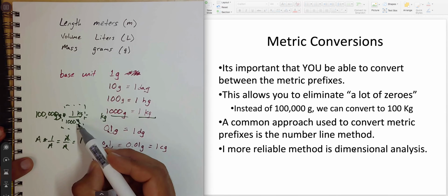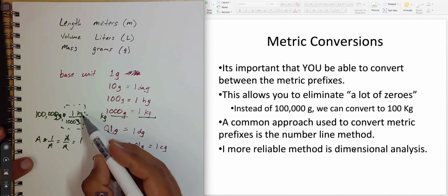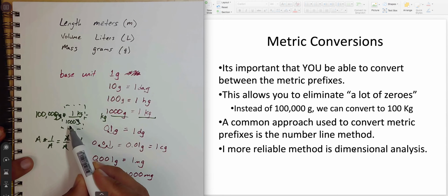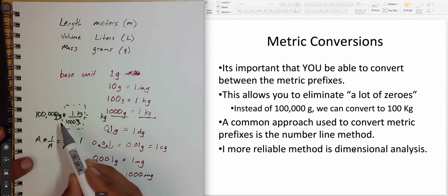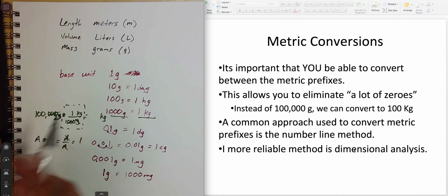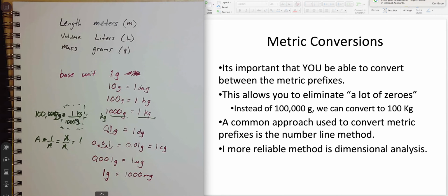So now I have grams that are cross-canceled out, and I'm left with kilograms, and it's just 100,000 divided by 1,000. Well, what's 100,000 divided by 1,000? Just get rid of 3 zeros, and we're left with 100 kilograms. Do you guys see how that is what the answer was supposed to be? Instead of 100,000 grams, we now have 100 kilograms. They're the same thing. 100,000 grams is equal to 100 kilograms.